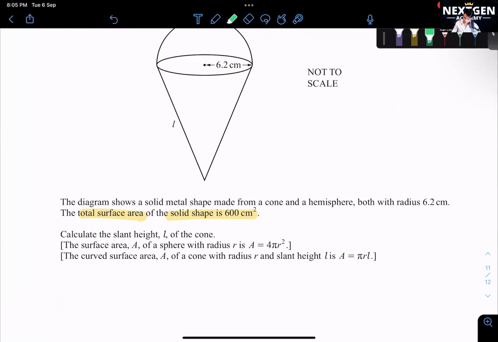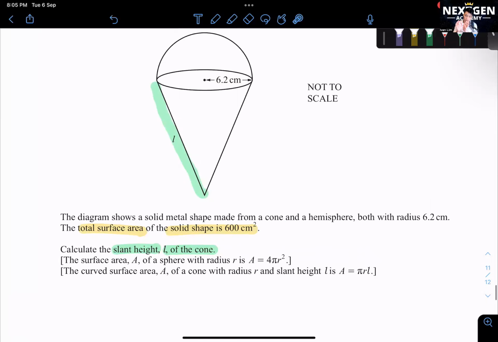Calculate the slant height of the cone. Slant height is this part here, right? So what they say here: the shape is a cone and a hemisphere. The surface area is equal to 600 cm squared. You all need to know surface area is just the outside part.